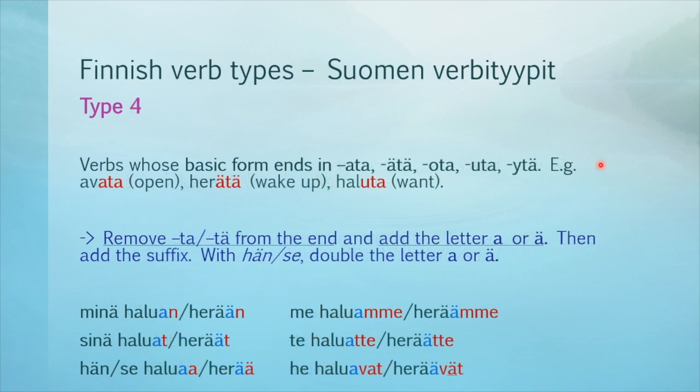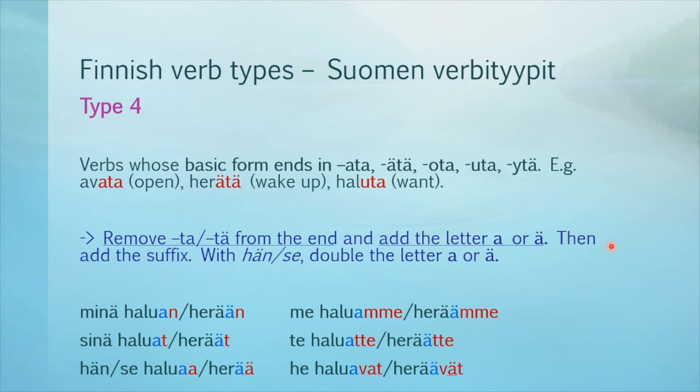Type 4 includes verbs whose basic form ends in ata, ätä, ota, uta, or ytä. For example, avata, meaning open, herätä, meaning wake up, and haluta, meaning want. How to get the verb forms used with pronouns then? Remove ta or tä from the end and add the letter a or ä.